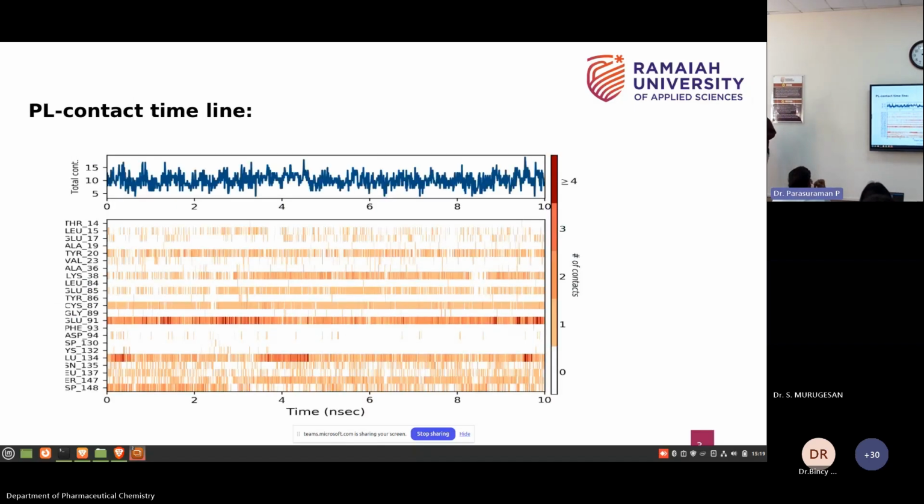Protein ligand contact line. For example, we can see the interactions we have throughout the simulation for a particular amino acid. By the color intensity, you can get to know which amino acid has more interaction throughout the simulation. As the intensity increases, it has retained the interaction throughout the simulation. If the color intensity is less, meanwhile it has broken the interaction and again regained it.